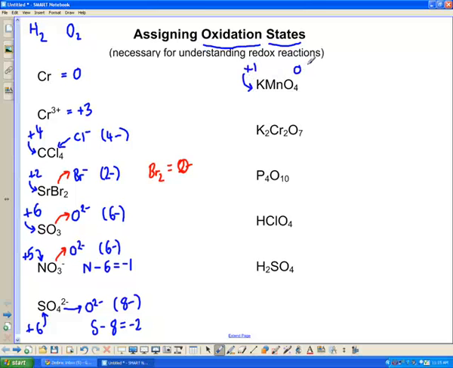Oxygen, we know, is going to be 2-. And because there's 4 of those, that total negative charge is going to be -8. Because there's no charge shown here, what that means is the +1 from the potassium plus the charge on the manganese minus the 8 for the 4 oxygens will give us a total charge of 0. So therefore the manganese, there's only one number that Mn can have, and that is an oxidation state of +7.